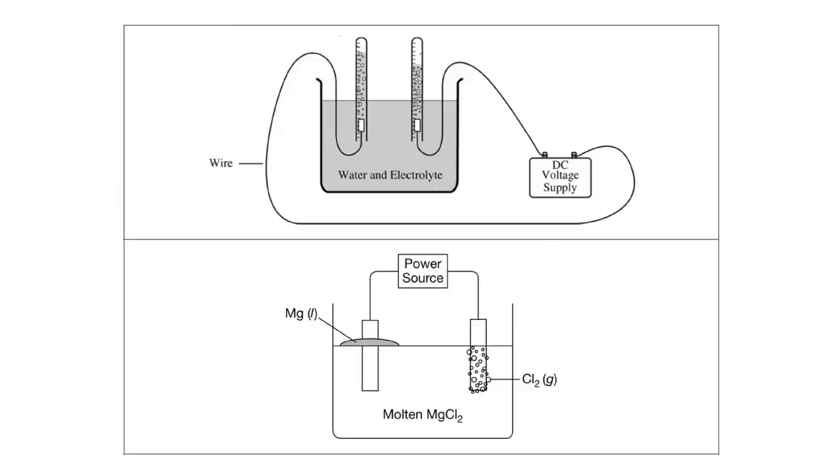There are two upside-down test tubes, and we can see that bubbles of gas are being produced inside each test tube. There is a wire, and the wires are connected to a DC voltage supply, which is essentially a battery. In the bottom diagram, we have a container, and in the container is molten or melted magnesium chloride, MgCl2. We also see a power source, which is essentially a battery, connected by a wire to two different electrodes. At one electrode, liquid magnesium is being produced, and at the other electrode, chlorine gas, Cl2, is being produced.